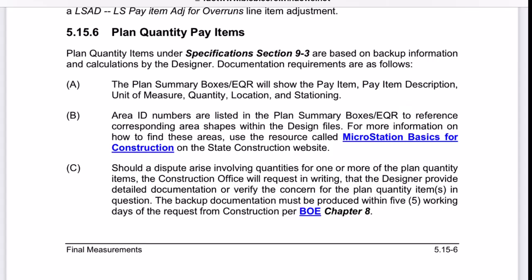One of the challenges that we find a lot of times, again, is that people don't understand the concepts of what those things mean and what they should and shouldn't be doing. So we're going to go into CPAM for a second. And this is section 5.15, and I believe they have the definition of plan quantity concept in here. It's giving me final measured items. Let me see here. Plan quantity pay items.